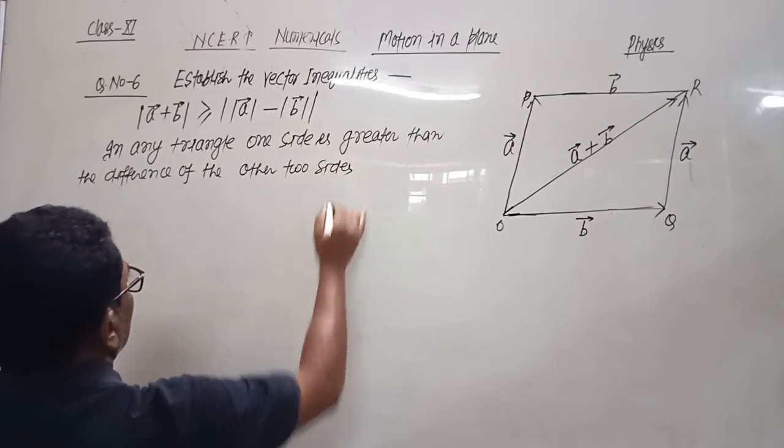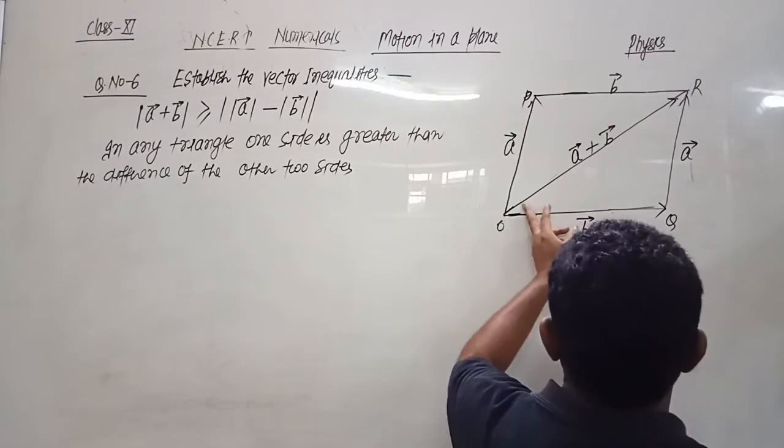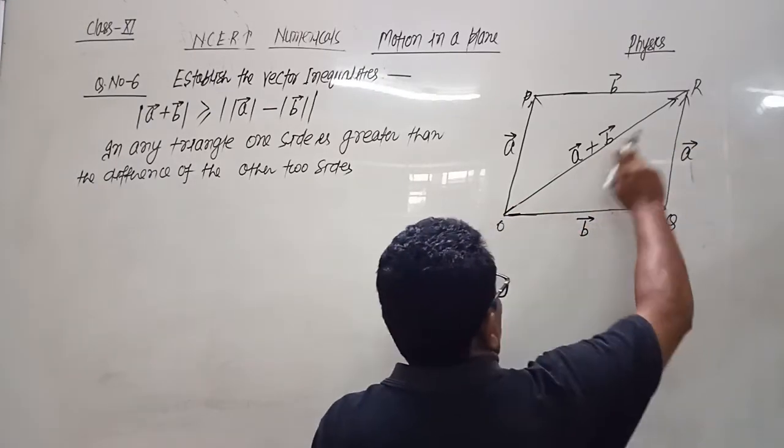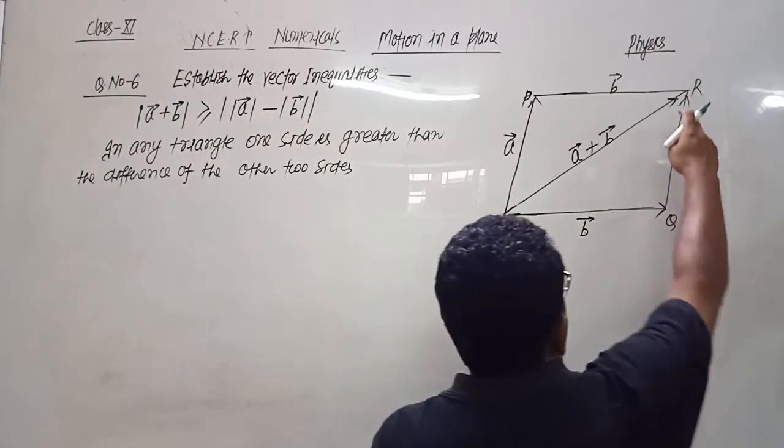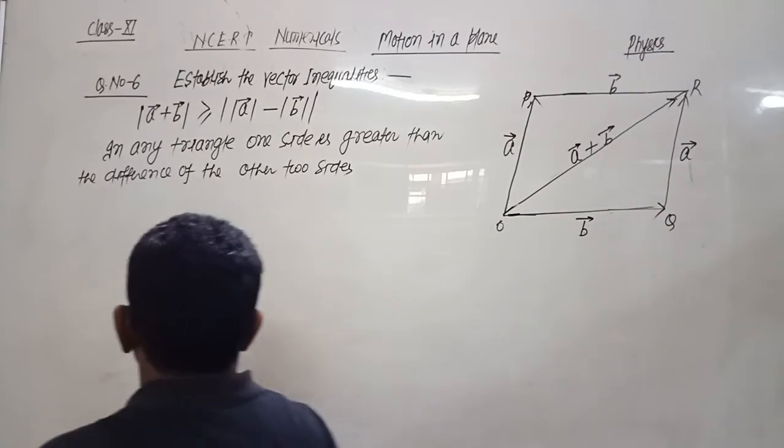From geometry, we know that in any triangle, one side is greater than the difference of the other two sides. It means we can say that OR is greater than QR minus OQ.